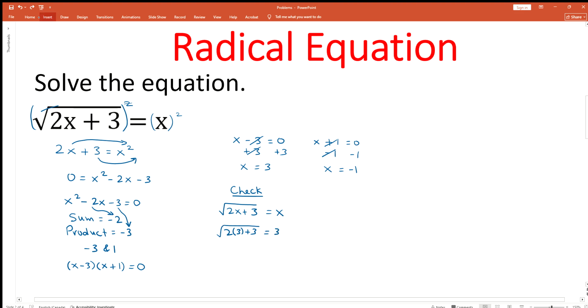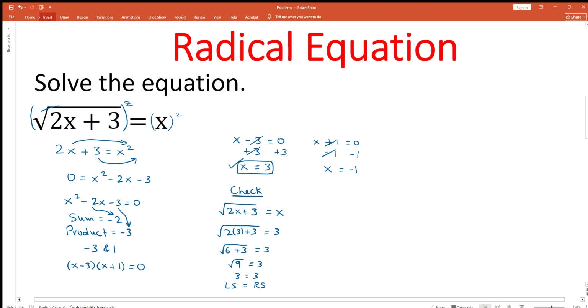Two times 3 is 6. Square root of 9 is equal to 3. So the left side is equal to the right side. Therefore, x equals 3 is a valid solution.